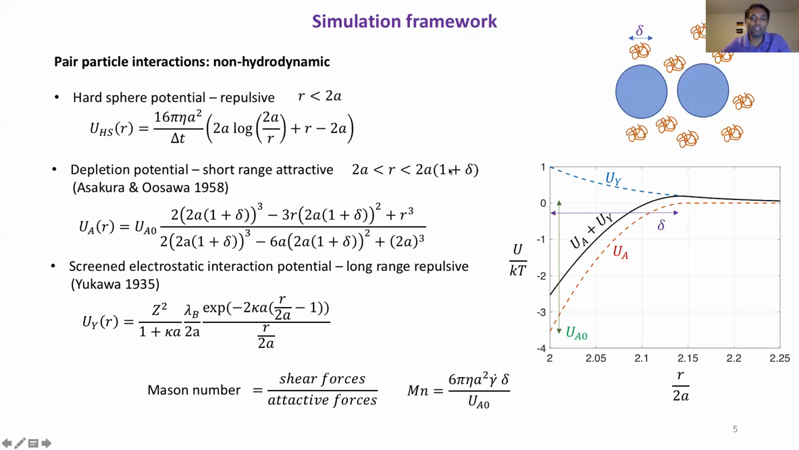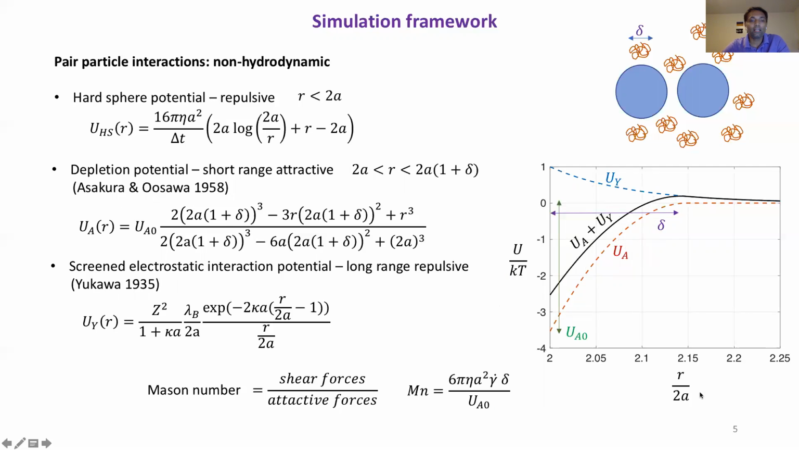Since we are simulating depletion gels, we also have interparticle potentials. We use a hard sphere potential to avoid particle overlaps. The short-range depletion attraction due to the presence of non-adsorbing polymer in the suspension is modeled using the Asakura-Oosawa potential. The electrostatic repulsion due to surface charges is modeled using the Yukawa potential. The typical potential curves are shown here. The black curve is the net of attractive and repulsive potentials, and the black curve has a kinetic barrier. Brownian energy or the applied shear can push these particles over this kinetic barrier to make gels.